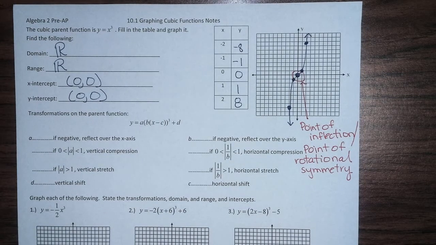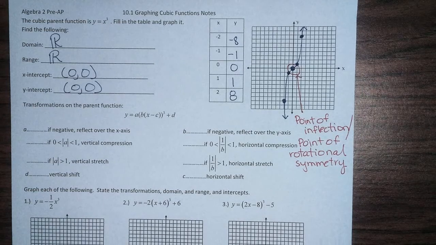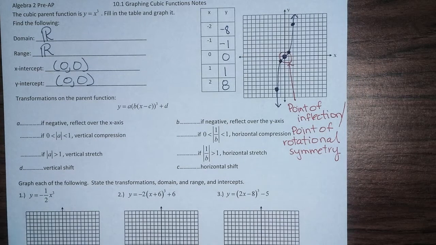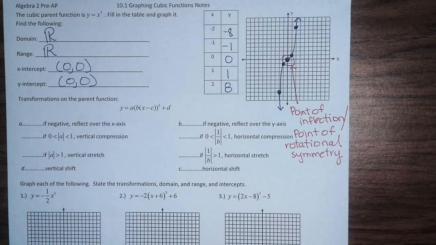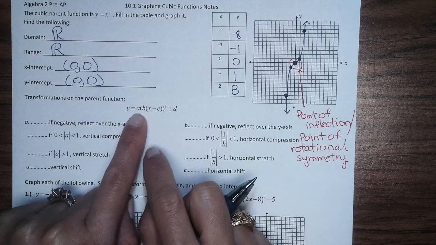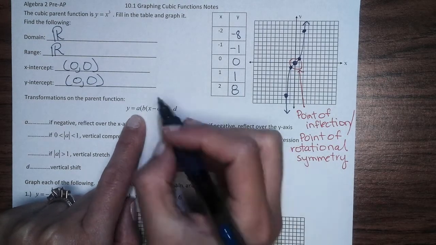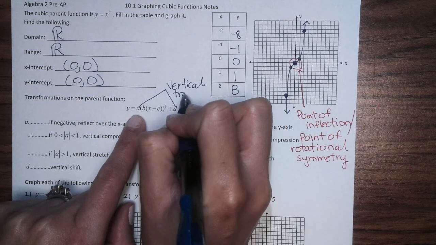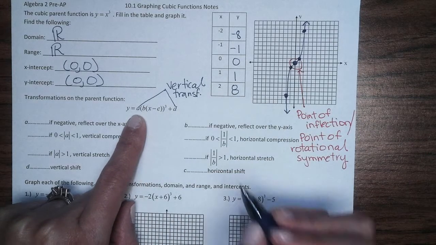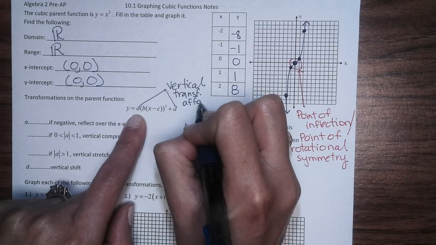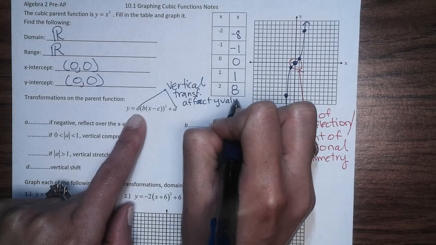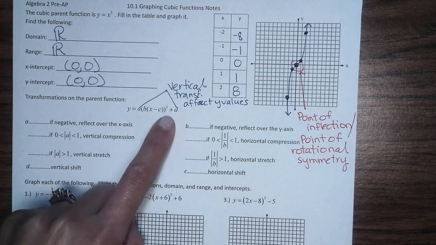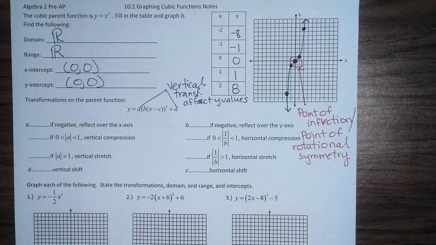Now you need to know how to graph transformations. So first, let's pause for questions. Okay, so you need to know how to graph transformations of the parent function. So here are some transformations. The values of A and D are called vertical transformations. They're going to affect your Y values. So if there is an A or a D, those are going to change your Y values.